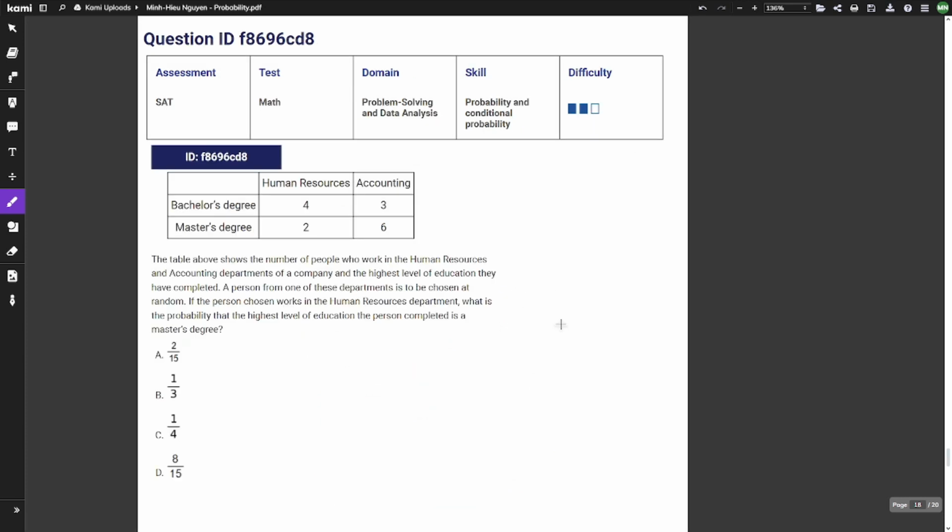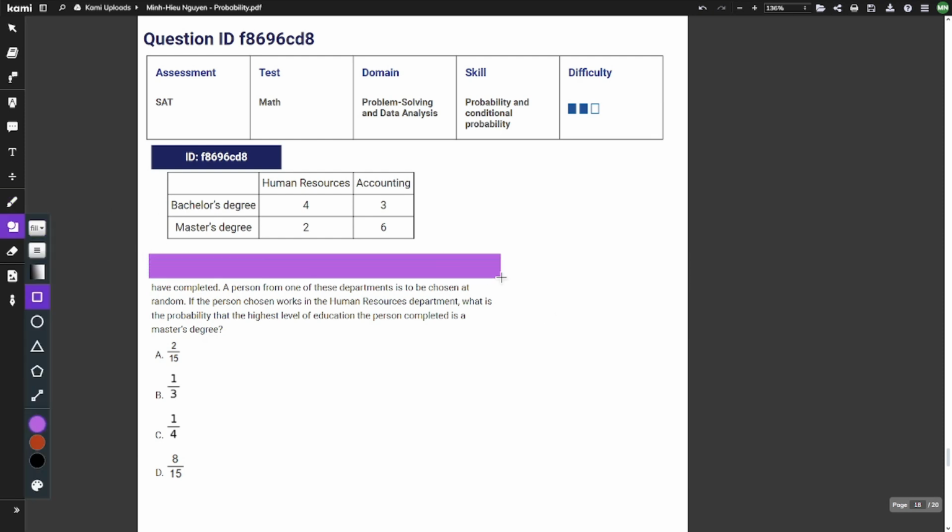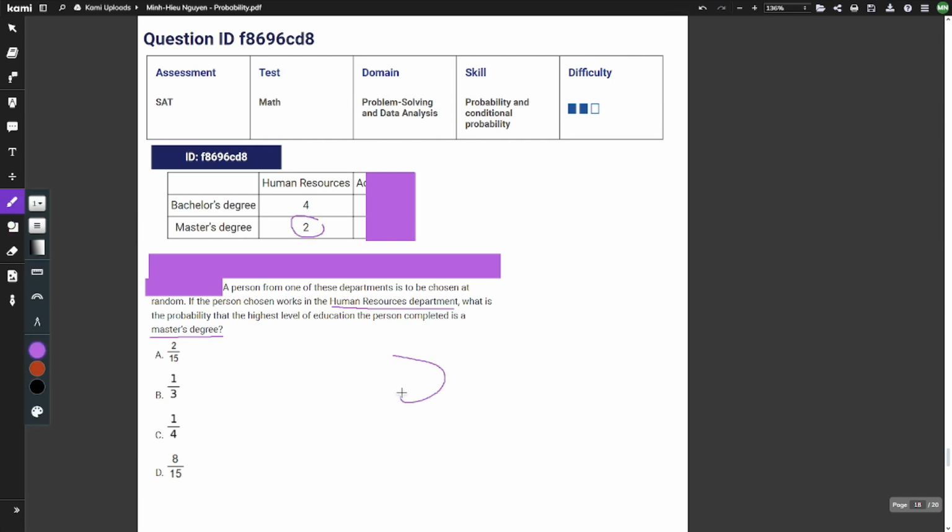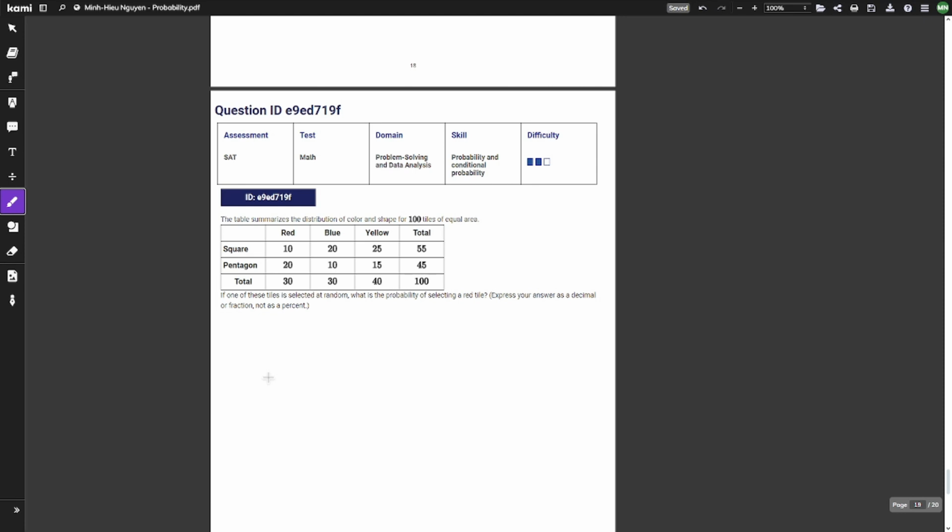Question number 18. A person from one of these departments is to be chosen at random. If the person chosen works in the human resources department, what is the probability that the highest level of education the person completed is a master's degree? First things first, human resources department, don't care about counting. Then we want them to be a master's degree. So that's going to be 2 over a total of 2 plus 4, which is 6, which is 1 over 3. Our answer is B.